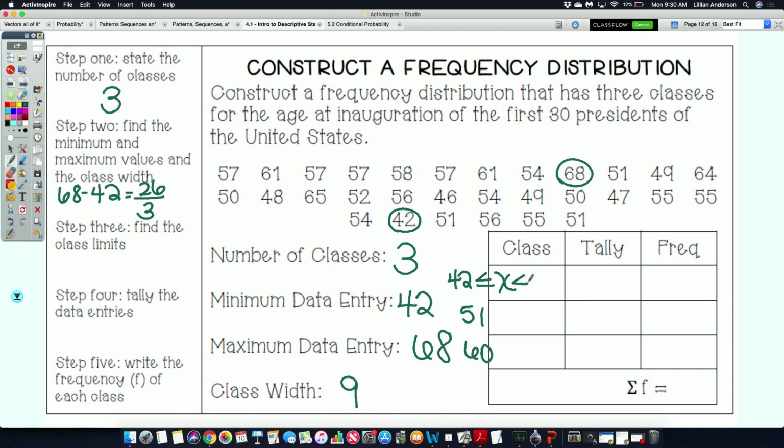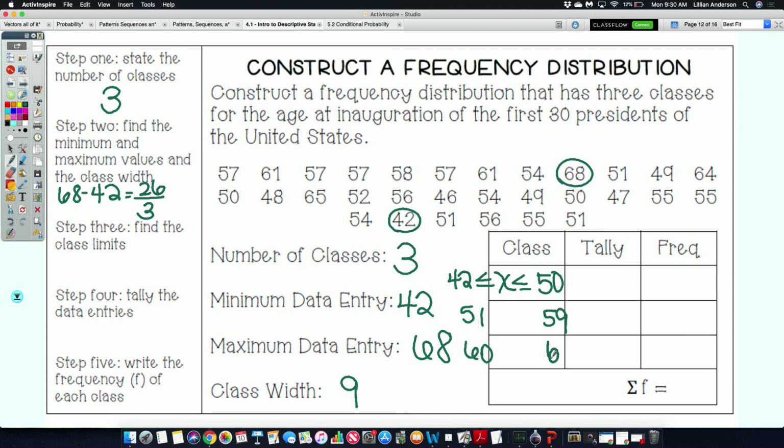And so then what we need to do is create our upper limit. Okay? Since our classes have got to be the same width, the same size, the width needs to be 9. So that's 42, 43, 44, 45, 46, 47, 48, 49, and 50. So our upper limit is going to be 50 for our first class. That creates a width of 9. And then we continue to add 9 to the upper limit. So what's the upper limit of the second class? 59. And the upper limit of the third class?